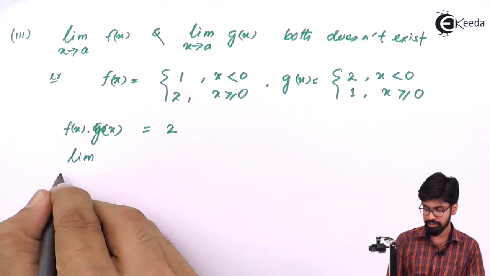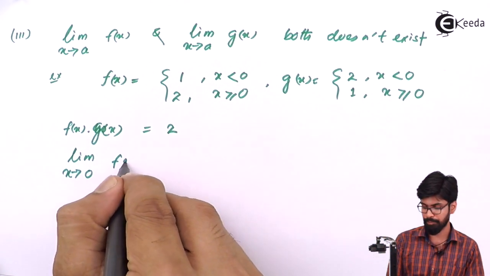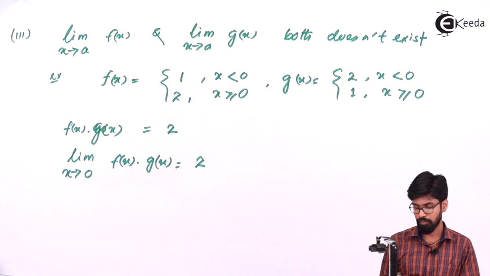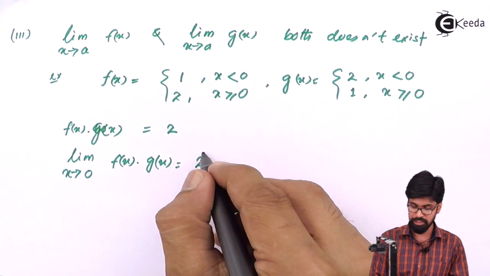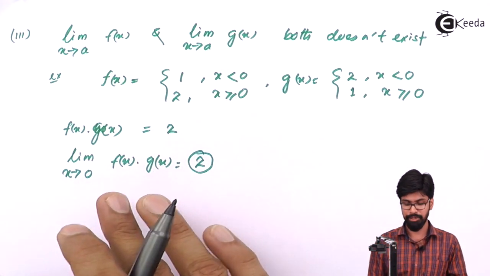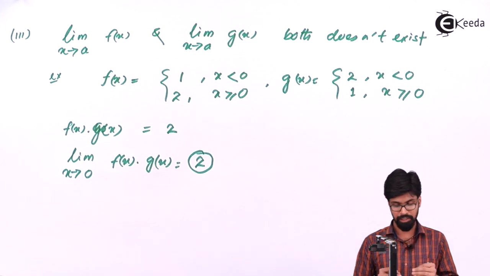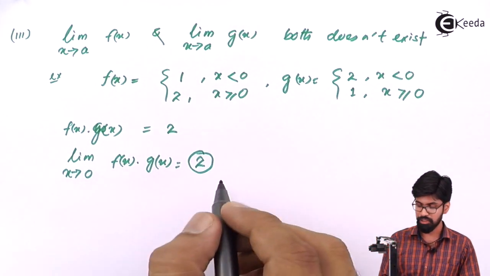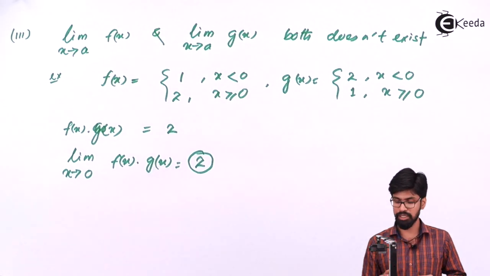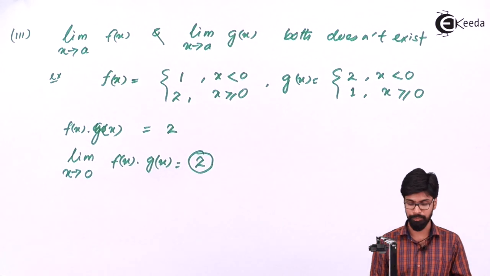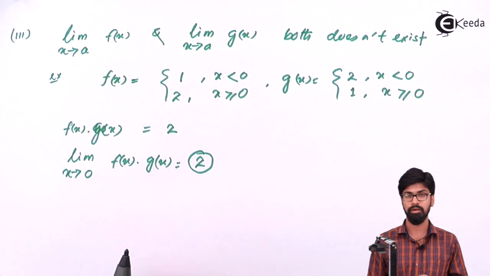Now limit x tends to 0, f of x into g of x, that is equal to 2. Since it is a finite number, the limit of them doesn't matter at which place we are taking, it will be simply 2. So here the limit of both the functions does not exist, still the product of them possesses a limit at x tends to 0. So this can also be a case.